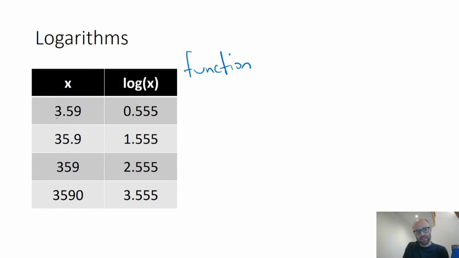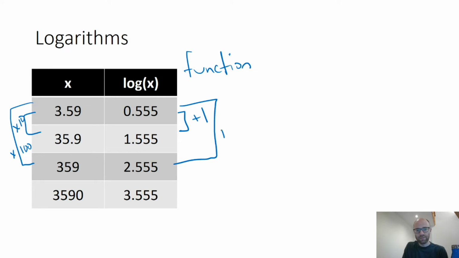You can probably see this, right? This is a change of times 10, and this is a change of plus 1. This is a change of times 100, and this is a change of plus 2. It's a function. For most situations, you can just think of it as a button on your calculator, and it performs the function for you.